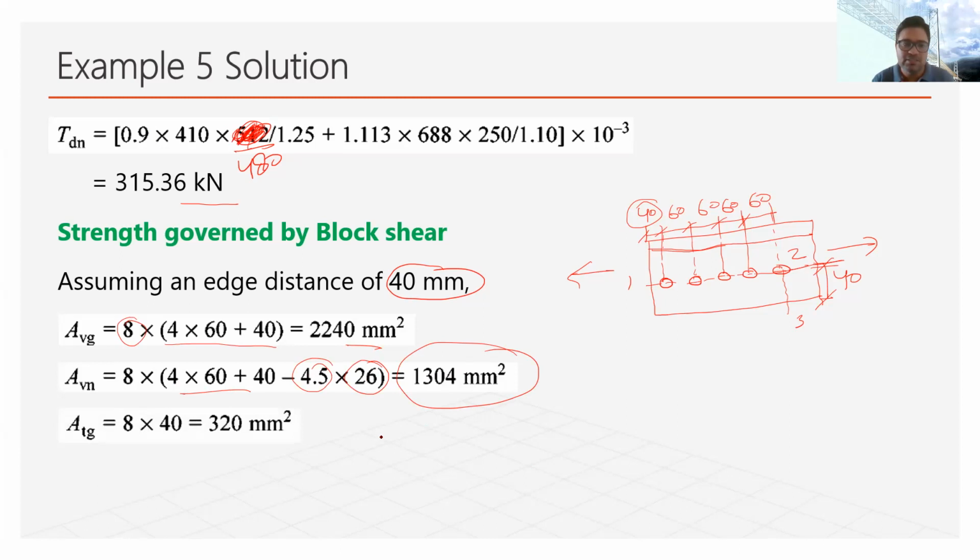Similarly, we will get ATG. ATG is the gross cross-sectional area along the line 2, 3. So the distance 2, 3 is 40 mm. So you can see 40 multiplied by 8, 8 is the thickness. So this is 320 mm square. Similarly, we will find out ATN. In the ATN, what we are doing is we have to deduct the half hole, because you can see the line 1, 2 is passing through the center of this bolt. So half bolt is along line 2, 3. So this half will be deducted. So this is how we find out all these 4 values.